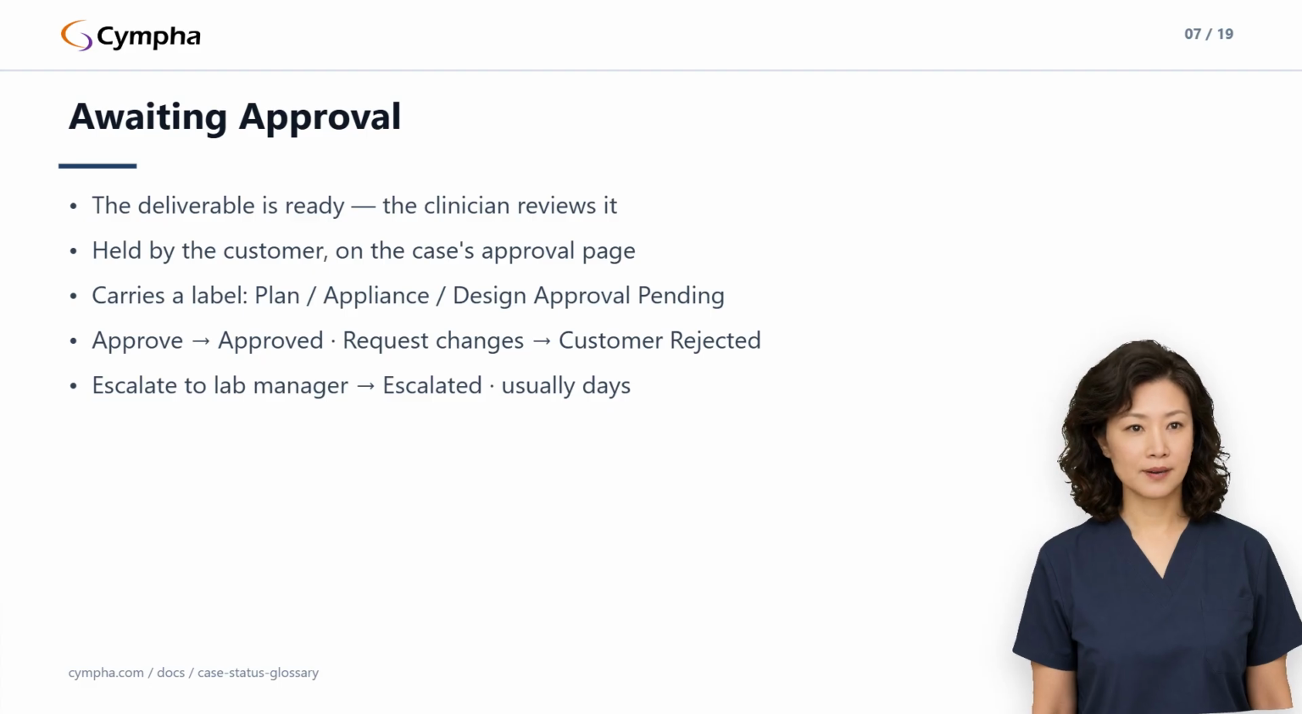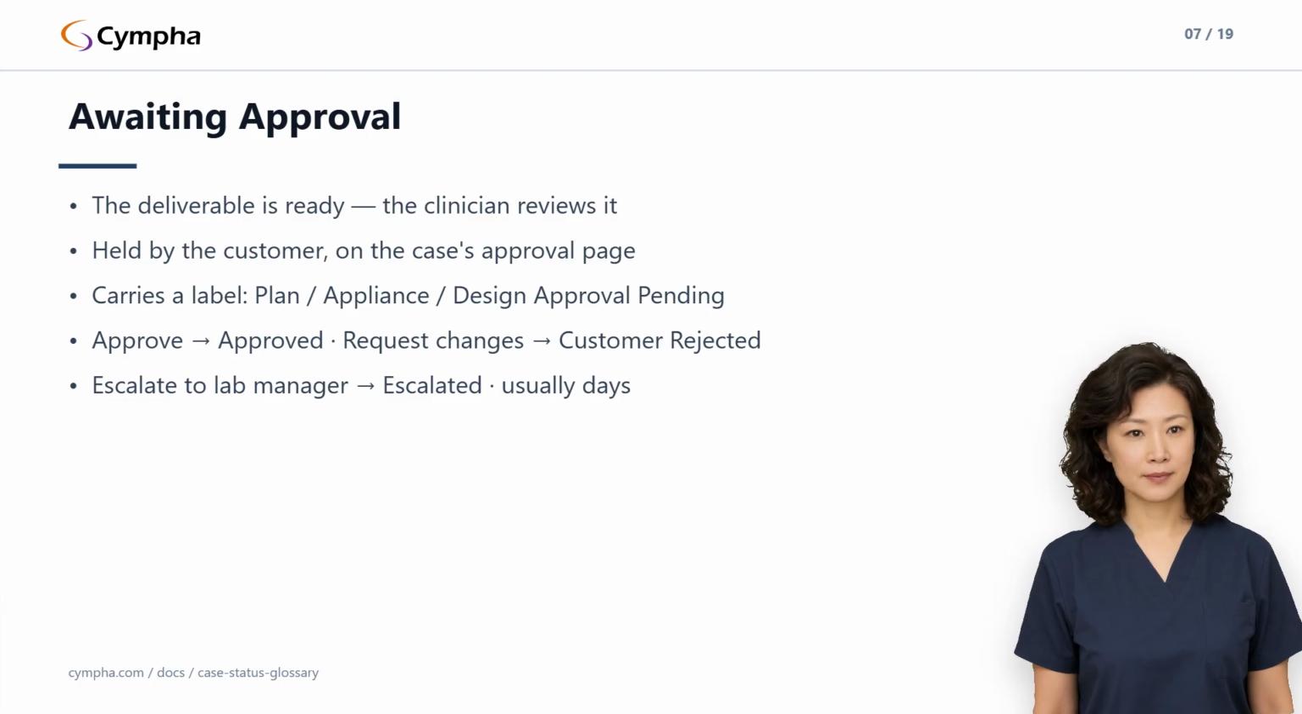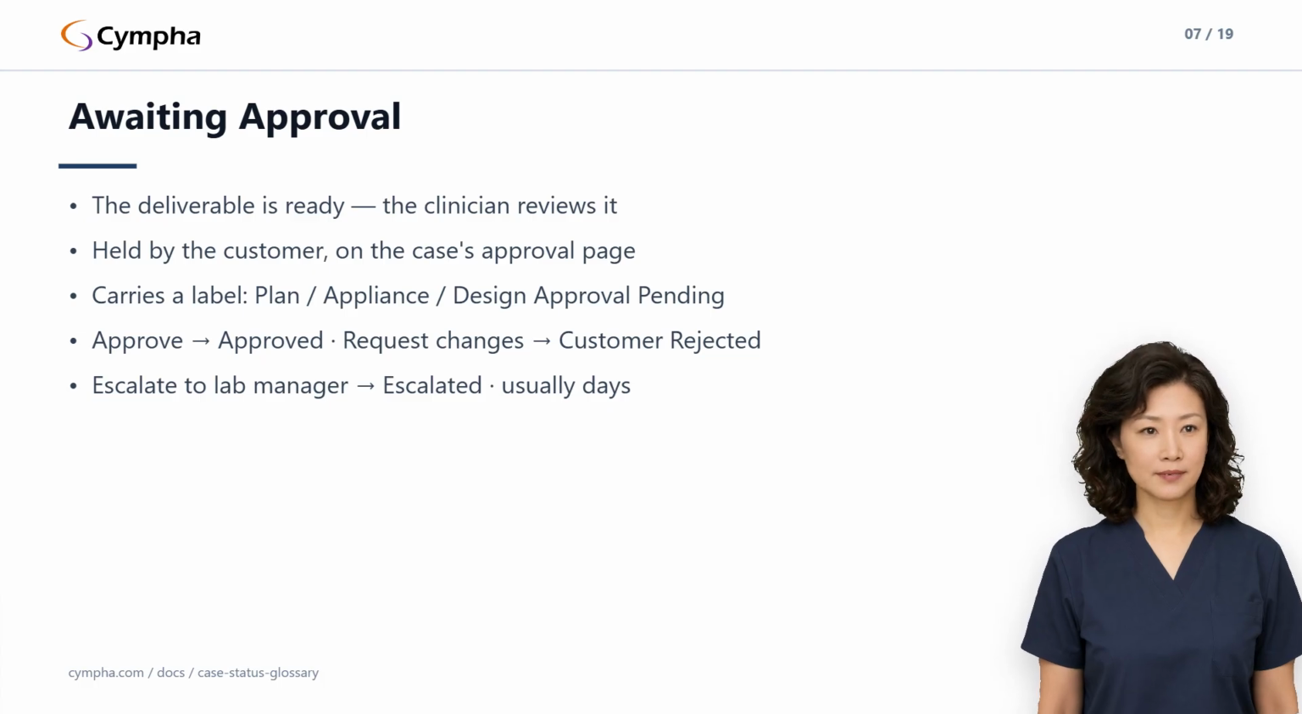Awaiting approval is the ladder's hinge. A deliverable is ready, and the customer, the clinician, has been asked to review it on the case's approval page. The case is in their hands now, not the lab's, and that's the single most important thing to read off this status. It always carries an approval step label telling you which milestone is under review: plan approval pending, appliance approval pending, or design approval pending. We'll unpack those labels properly at the end of the tour.